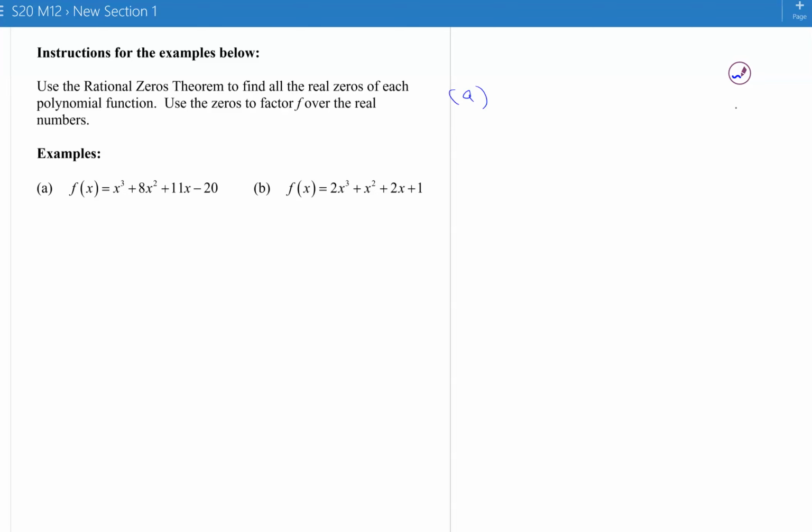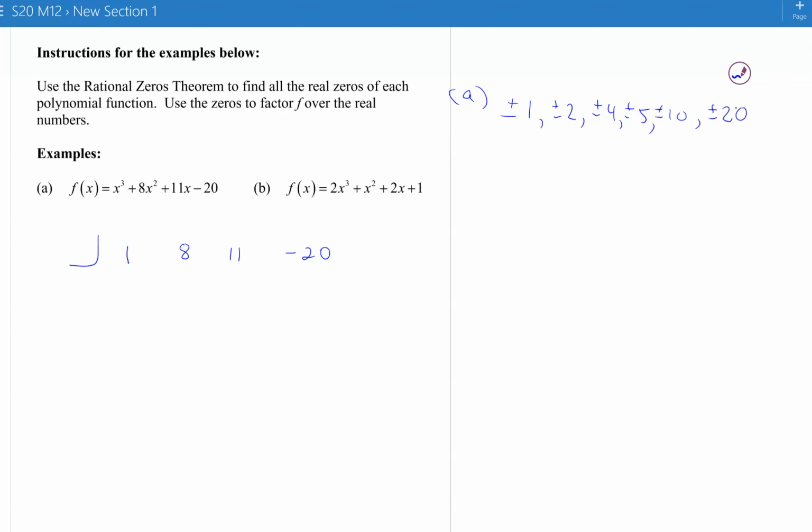So for A, let's look at our list of rational zeros. The factors of 20 are 1, 2, 4, 5, 10, and 20. And since the denominator would be the coefficients of the leading term, which is 1, we know this is the list of the possible zeros. So I'm going to set up a synthetic division with x cubed, 1, 8x squared, 11x, and negative 20.